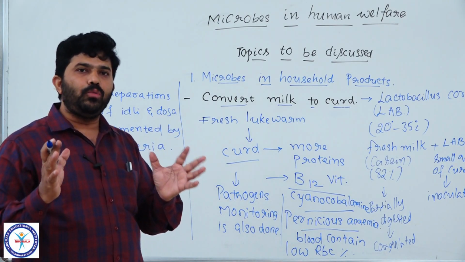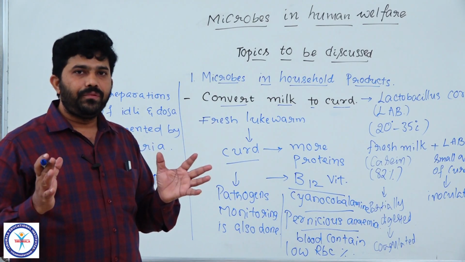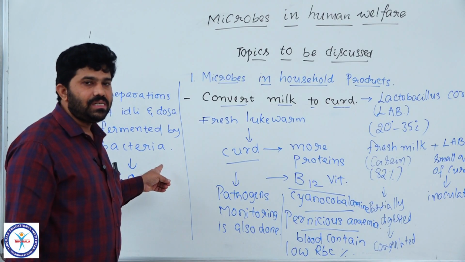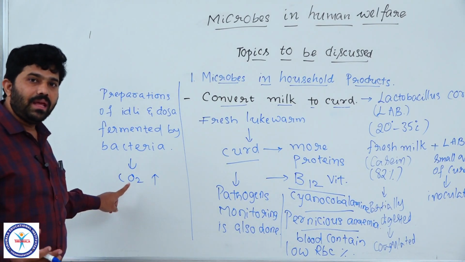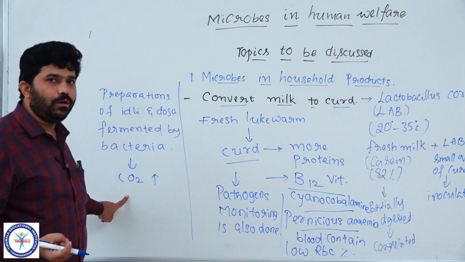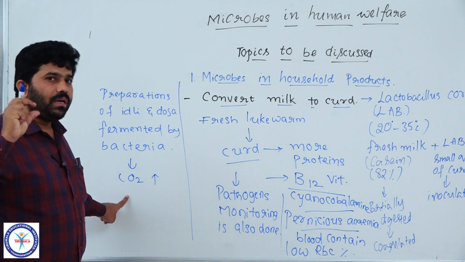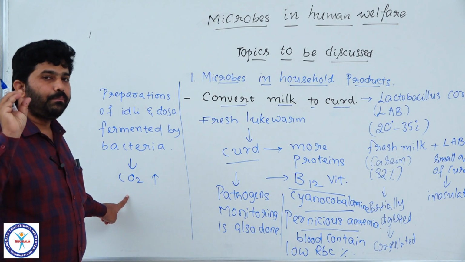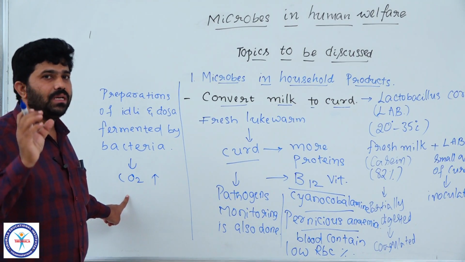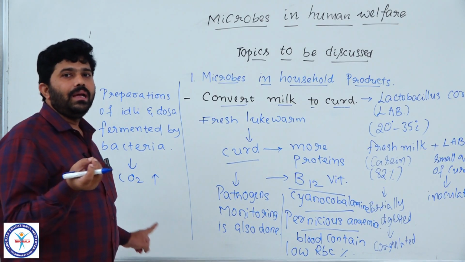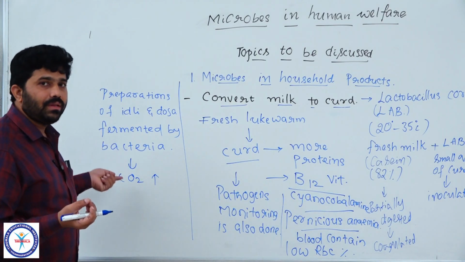What is the material we prepare to make idli, dosa, whatever foods we are preparing? The dough contains many bacteria which ferment the sugars and release carbon dioxide. This carbon dioxide tries to come out of the dough, and while the gas is released from the dough, it produces pores or small holes. These holes give the texture, very soft idli, dosa.